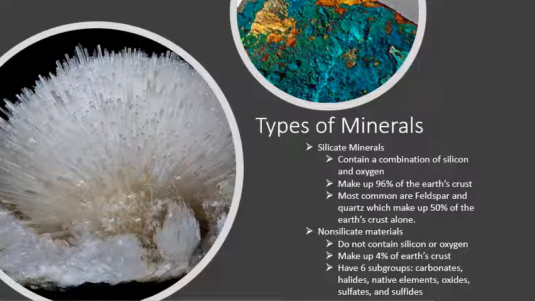Non-silicate minerals are the ones that do not contain silicon or oxygen. They only make up about 4% of the Earth's crust. There are 6 subgroups in this class: carbonates, halides, native elements, oxides, sulfates, and sulfides.